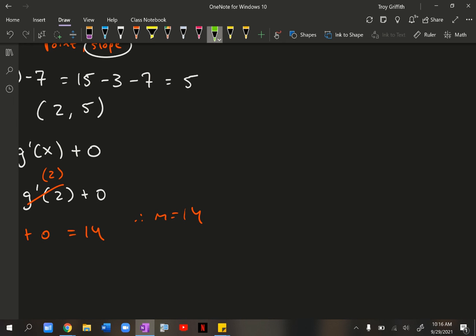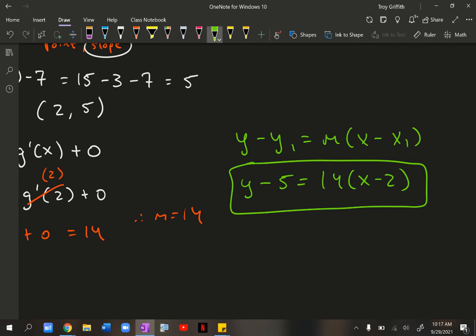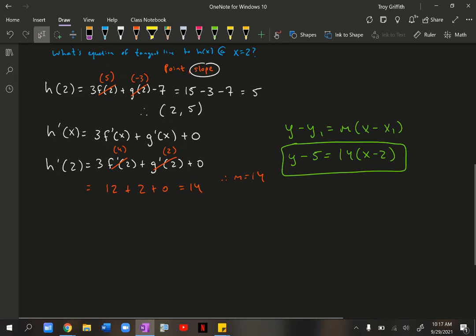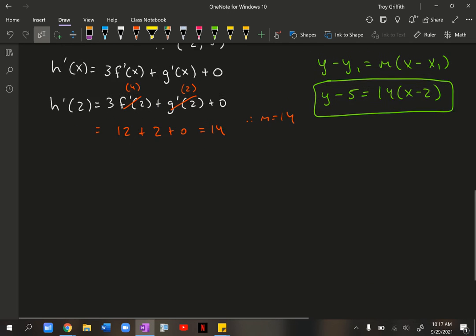Right? So with all this in mind, here's the equation for a line. And if I want to plug information in to write the equation of this line, this is going to be y minus 5 equals 14 times x minus 2. So there's the equation of my tangent line. So there are some basic derivative rules, and we're putting them into play right there to help us find the equation of a tangent line.